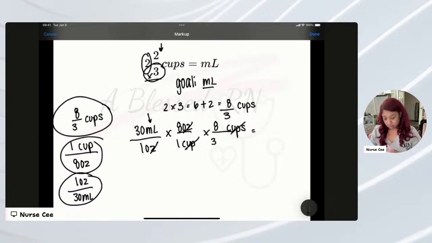So 30 times 8 times 8 equals what? That number right there, and divided by 3. So this will be 640 milliliters. Kind of straightforward, easy peasy, lemon squeezy, right?